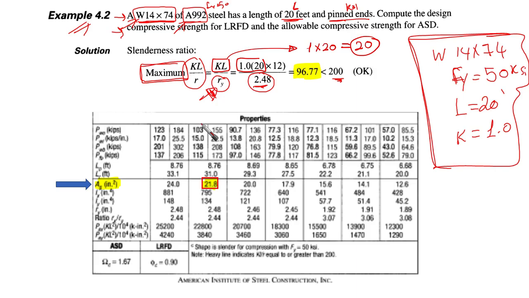You can find it if it's provided for you in the table here. I mean that it is available from different sources. So you can obtain it from the dimension and properties table, one of the sources. Then this KL over R, the maximum, is 96.77, which is less than 200. This means that it is okay. Anyway, we are going to use this value, KL over R, for our design.